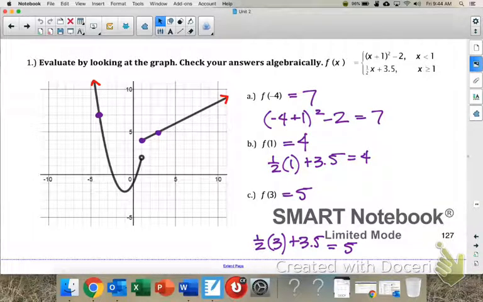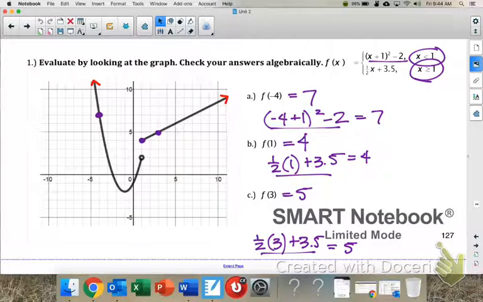You see I had the dots drawn on the graph there to show you which points we're looking at. And then that negative 4 falls into the restrictions of x being less than 1. So I plugged that into the first equation from the piecewise function. And to find f of 1 and f of 3, both of those fall into the x is greater than or equal to 1 category. So I'm going to go ahead and plug them into that second equation.